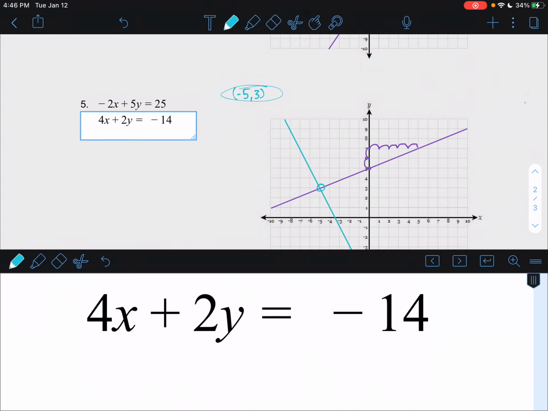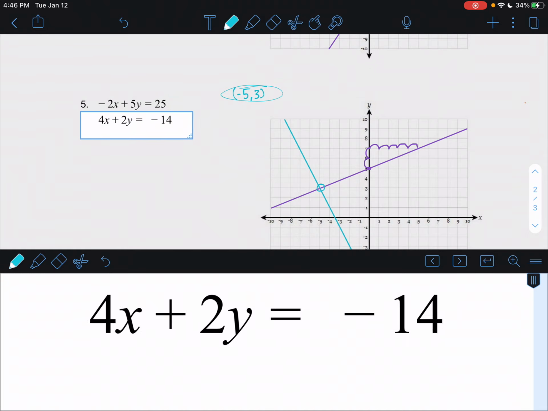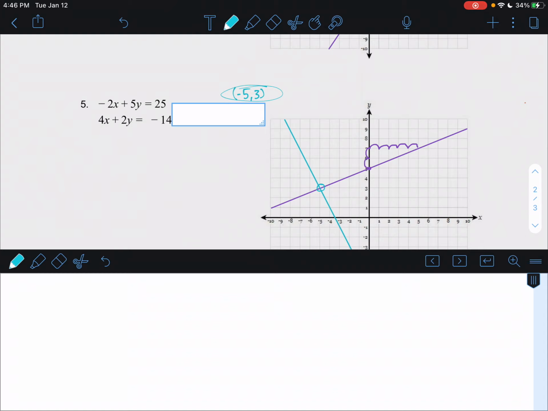If I want to solve for the x in the second equation, I would have to divide everything by 4, and neither that 2 nor that 14 is divisible by 4. But if I want to solve for the y in the second equation, I would have to divide everything by 2. And both that 4 and that -14 are divisible by 2. So I'm going to go ahead and solve for y in the second equation.